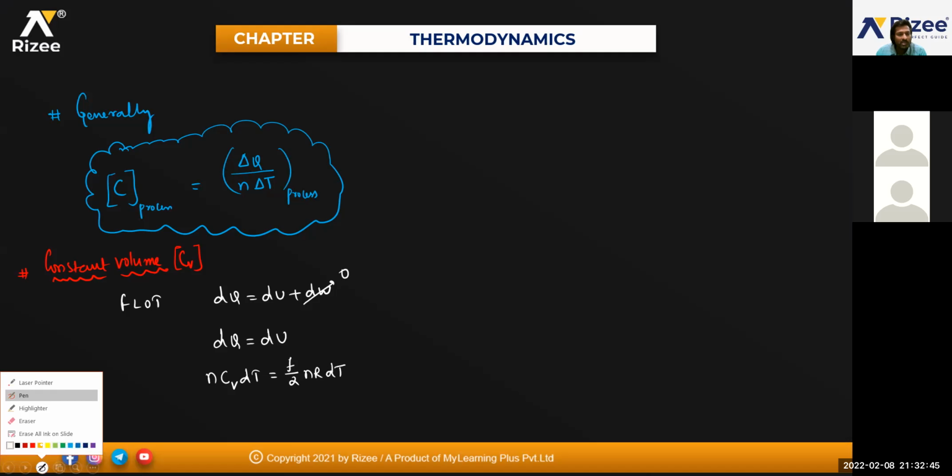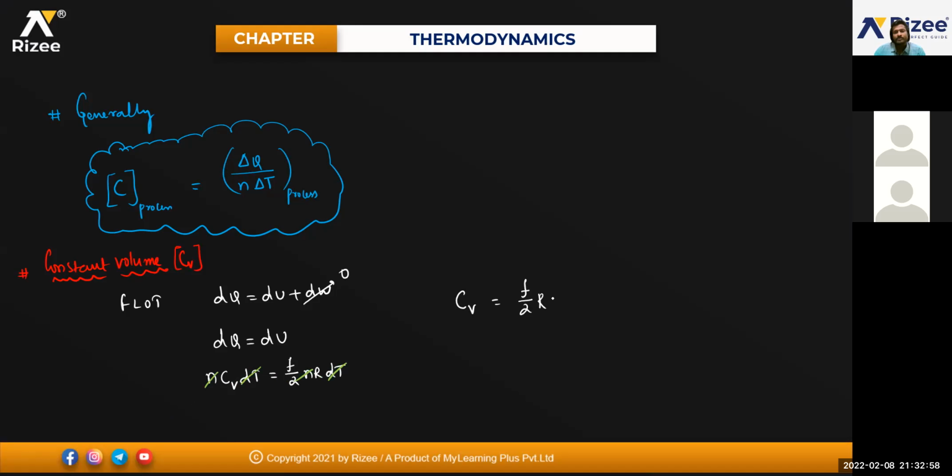Is anything getting cancelled in this one, you see, beta? This delta T, this N and this N will get cancelled. So from this one, I can write Cv will be equal to how much for me? Cv is equal to F by 2 into R. So molar specific heat at constant volume will be equal to how much for me, beta? F by 2 into R. What do you mean by F, beta? F is nothing but the degrees of freedom, per definition.